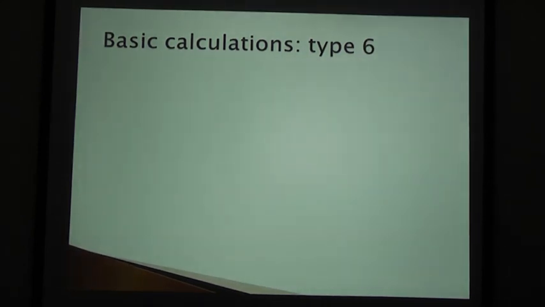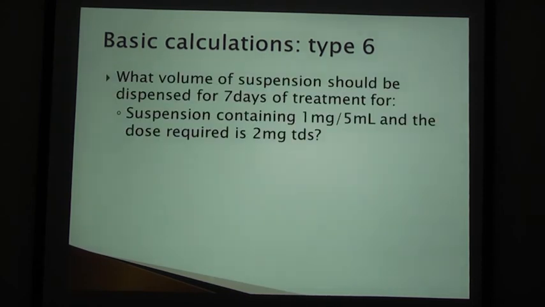Type 6. What volume of suspension should be dispensed for 7 days of treatment? For suspension containing 1 milligram per 5 ml, and the dose required is 2 milligrams TDS, which is 3 times a day.